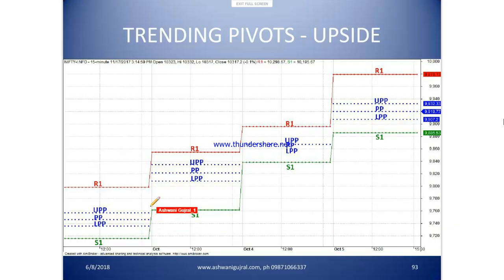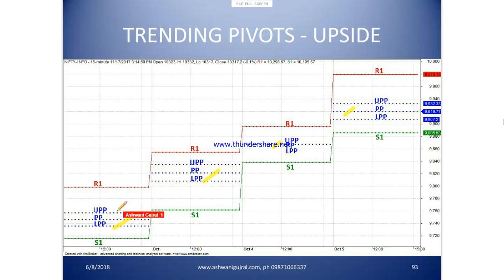This is how the pivot points look. I have taken the price off. So if the market is trending, this central pivot range will keep moving higher. Similarly, R1 will keep moving higher, S1 will keep moving higher. So this is how a trending pivot depiction looks like.